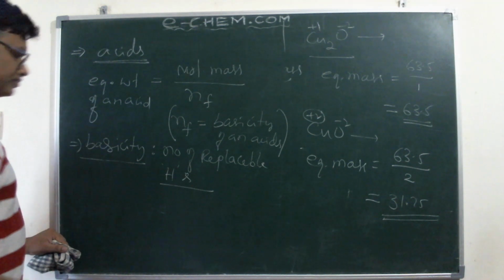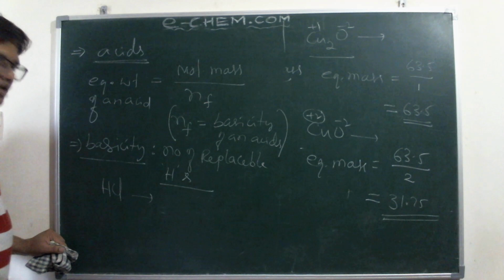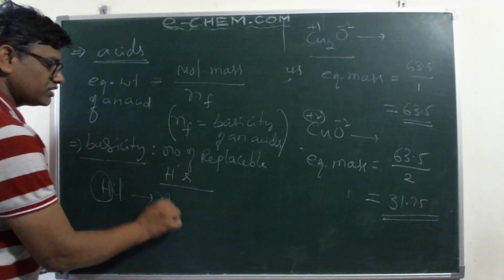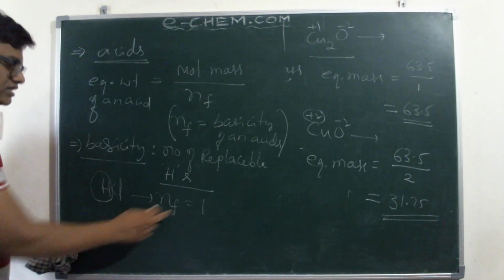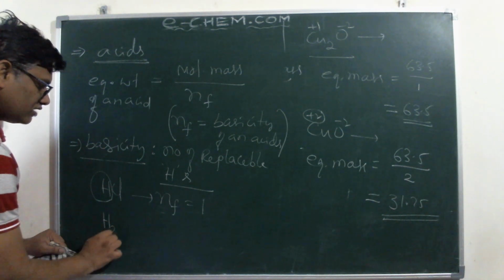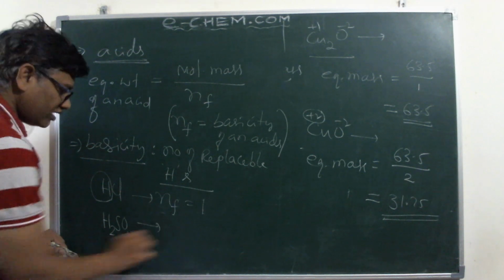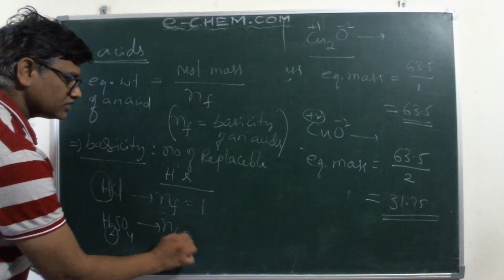For example, I am taking HCl for finding the n factor. How many hydrogens are replaceable here? 1 hydrogen. Therefore, the n factor is to be considered as 1 for this. So the basicity of this HCl is taken as 1. Suppose I am taking sulfuric acid, H2SO4. The number of replaceable hydrogens in this is 2, so the n factor is taken as 2.